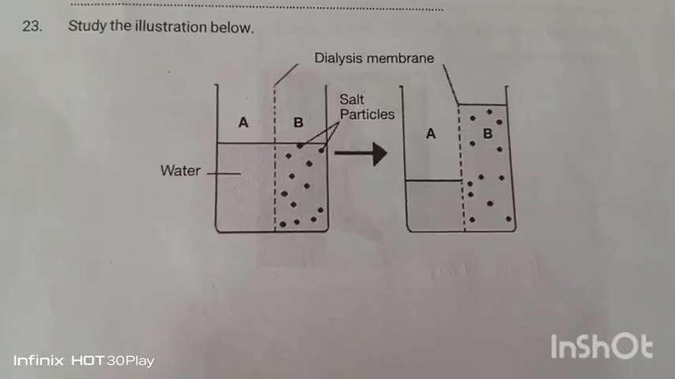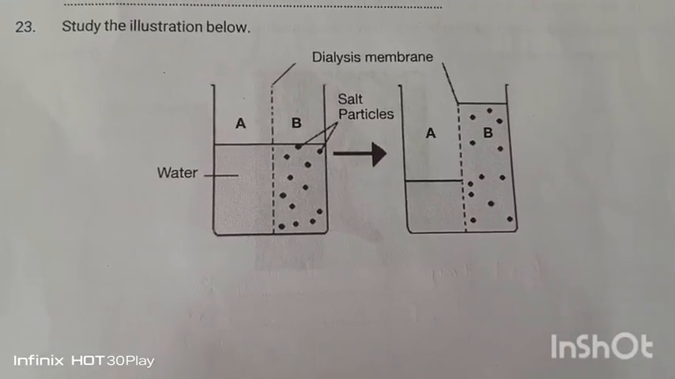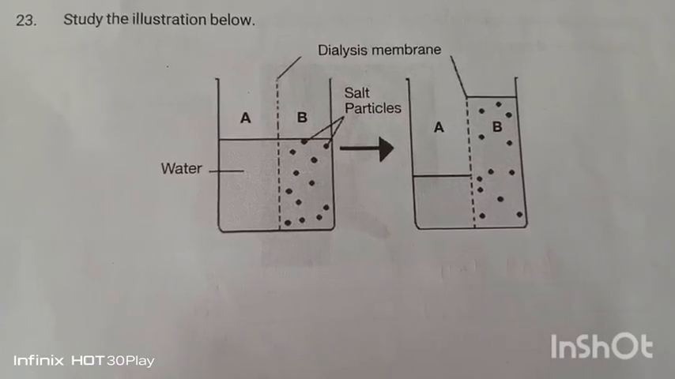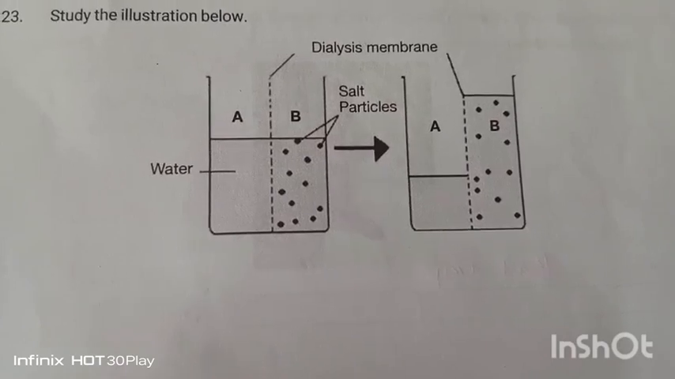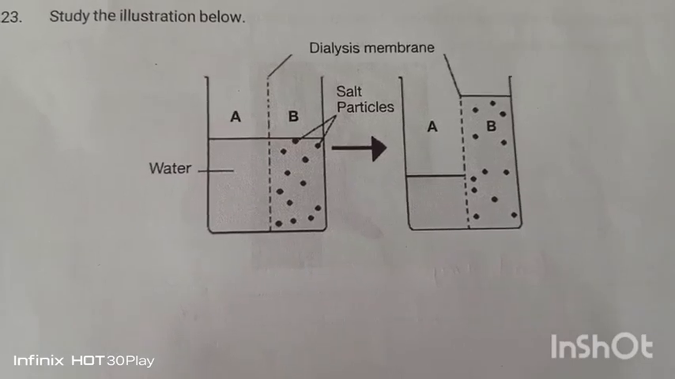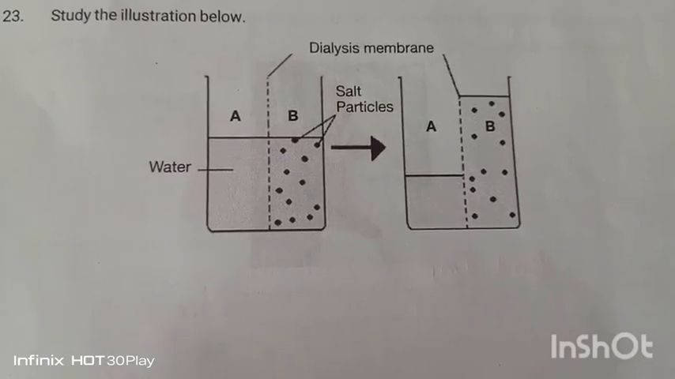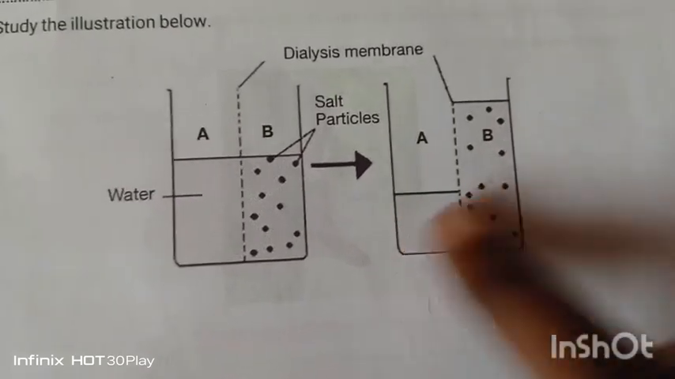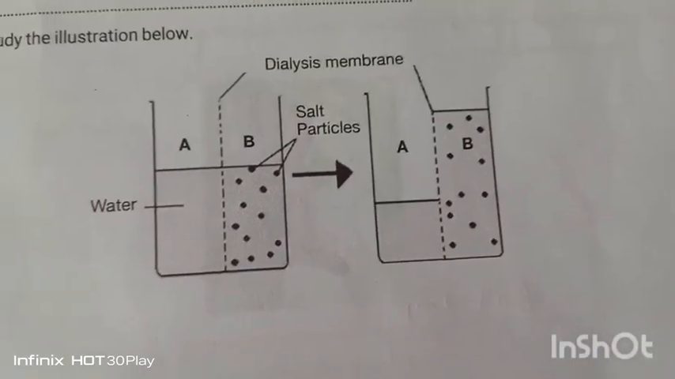You are given a diagram here. You're supposed to study the illustrations A and B. You can see A has water only, B has salt particles. In the end, the water molecules have reduced. In A here, they are very minimal, whereas in B, it has increased.